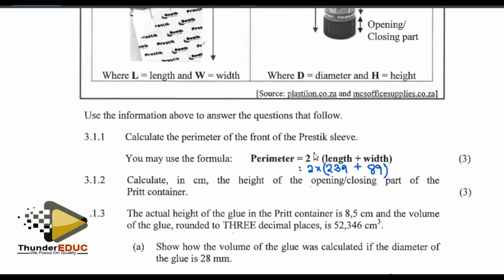So having done that, your final answer becomes, don't forget the units, 656 millimeters. Okay, here we go. They tell us to calculate in centimeters. Take note of that. Calculate in centimeters the height of the opening / the closing part of the pretty container.